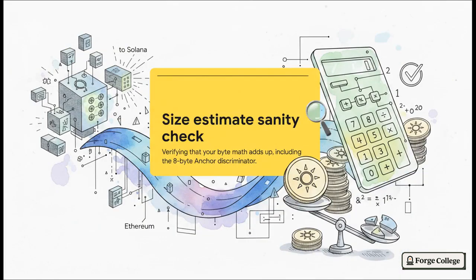Right before we wrap up, always do a size estimate sanity check. This is basically the process of verifying that your byte math actually adds up. And I'm telling you, this is where so many drafts just completely fall apart under scrutiny. Did you actually include that mandatory 8-byte anchor discriminator? Are your rent buffer calculations completely airtight for the final review? Because if you claim 80 bytes, but your fields only sum up to 20, your peers are going to tear that apart during review. Remember, in the SVM, byte size dictates rent, and rent dictates cost. Do the math, verify your work, and just approach this step with absolute rigor.